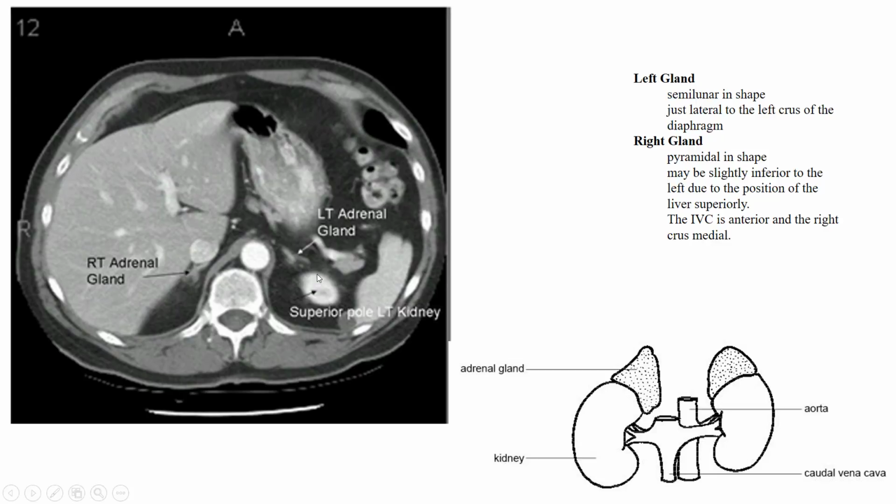They appear more wishbone-shaped, and we don't see the left adrenal gland so well here in this image. We're just not getting a very nice slice of it, but the right one is fairly well defined. Looks a little bit like a wishbone.